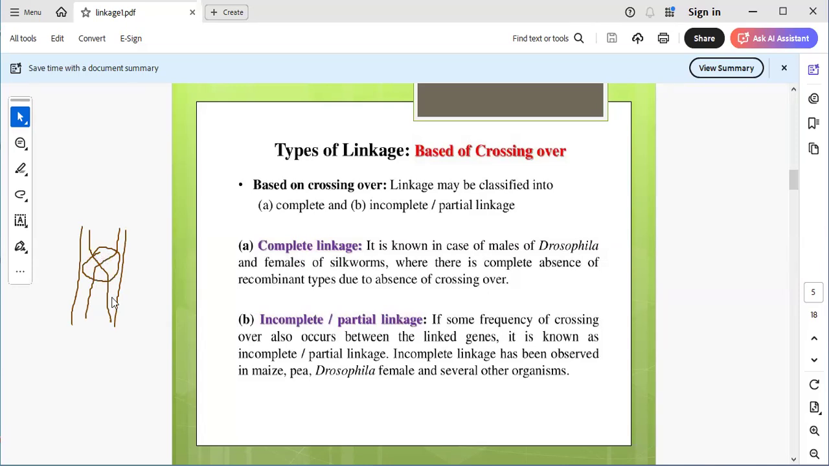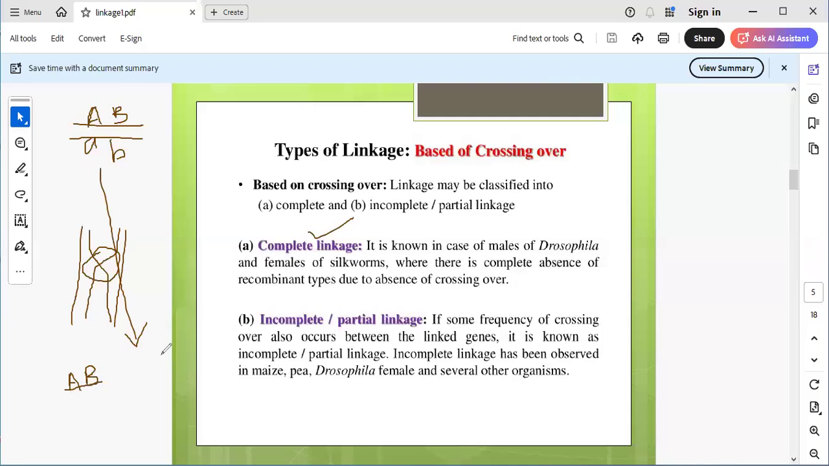For example, in the chiasma region, crossing over takes place. Crossing over is a phenomenon. It is the exchange of two chromatids in the homologous chromosomes during meiosis cell division. But how can we explain types of linkage based on crossing over? Complete linkage means whatever genes are present on the parents, there is no rearrangement. As it is, parental combinations we are expecting in the progeny. Same type of parental characters we can expect. No crossing over takes place.